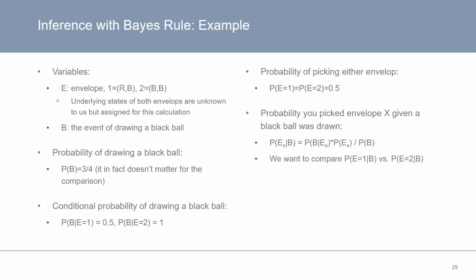So next we want to calculate this for both the situation where you have envelope 1 or envelope 2 and compare them. So first, what's the probability that we drew envelope 1 given that we drew a black ball? Based on the Bayes rule, we'd calculate this to be 1/3. Differently, what's the probability we drew envelope 2 given that we drew a black ball? In this case, we would get 2/3. Therefore, the likelihood is greater that you picked envelope 2 with 2 black balls in it, given that you drew a black ball in your first attempt.